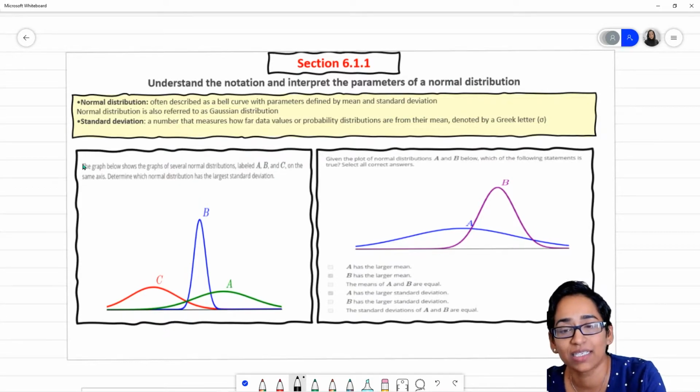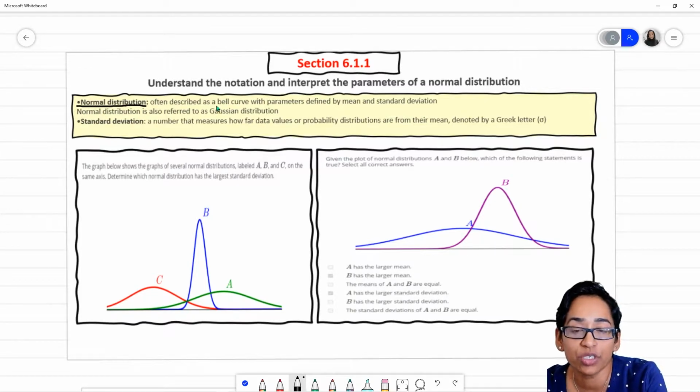So let's go ahead and start with, what is a normal distribution? What does it mean by normal distribution? A normal distribution is often described as a bell-shaped curve with the parameters mean and standard deviation. It's also known as Gaussian distribution.